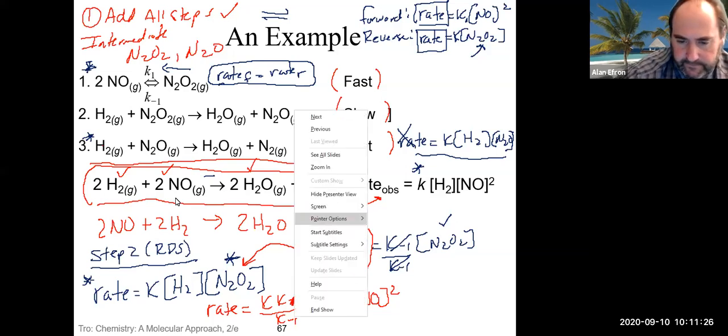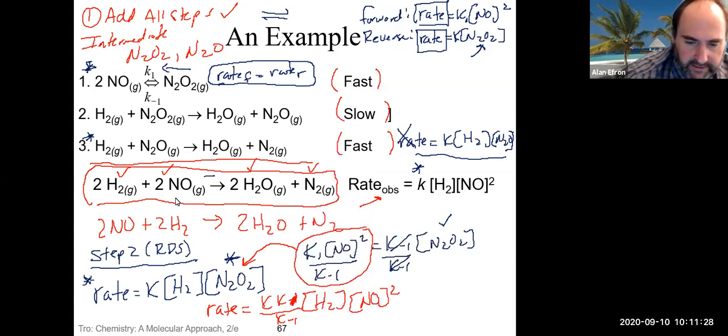What we did right here, and by putting them equal to each other, we then can solve for the N2O2, which is what we're looking to solve for. And now, as you can see here, we could throw it into our original rate law for our second step and substitute it in. And that's, I think, where I got cut off there.